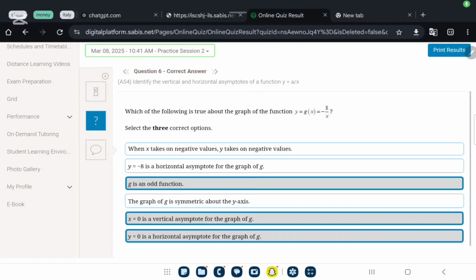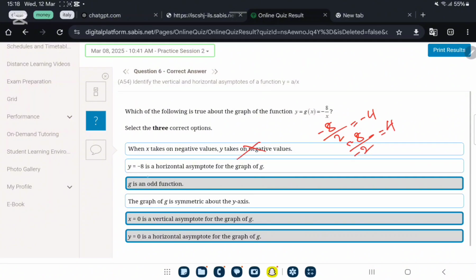Question 6. Which of the following is true about the graph of the function y equals minus 8 over x? First, we check the options. When x takes on negative values, y takes on negative values. So it means that this is an even function. We check. We put minus 8 over, say 2, we get minus 4. And if we put minus 8 over minus 2, you get 4. So it's an odd function, so it's wrong.